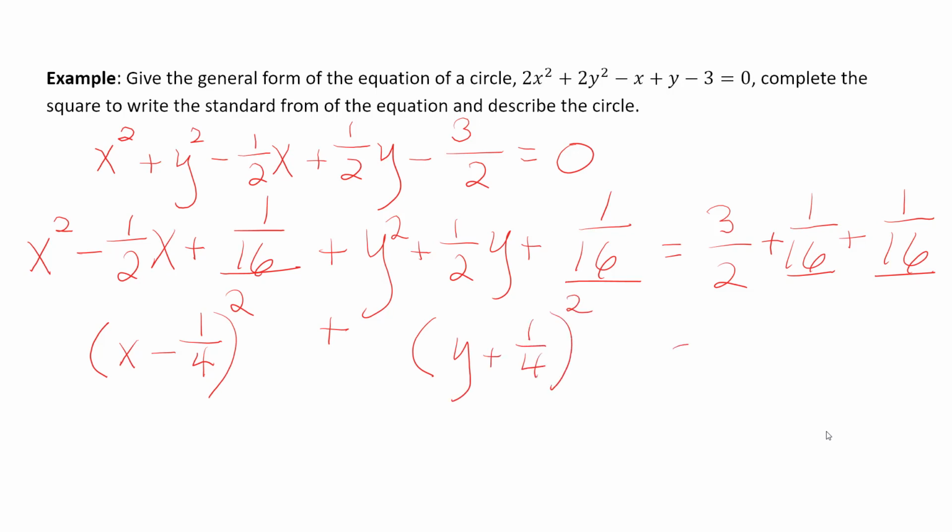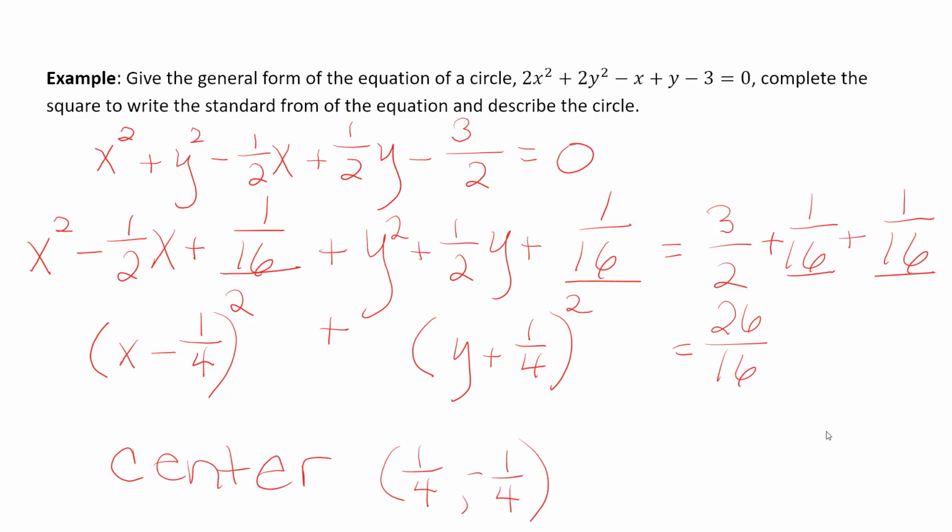And if you add up the right side, you're going to get 26/16. And so the center of this circle is going to be 1/4, -1/4, and the radius is going to be the square root of 26/4. And we did not graph it. They didn't ask us to, and I'm glad they didn't, because those numbers are not fun to graph. So that is how you do this completing the square when you have coefficients on your x squared and y squared that are not 1.